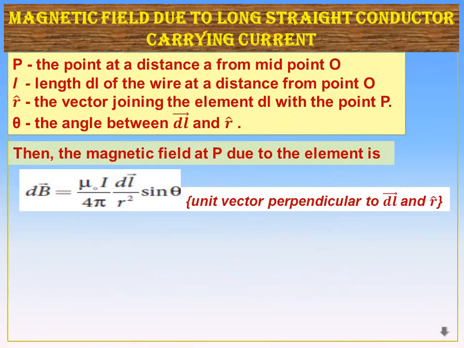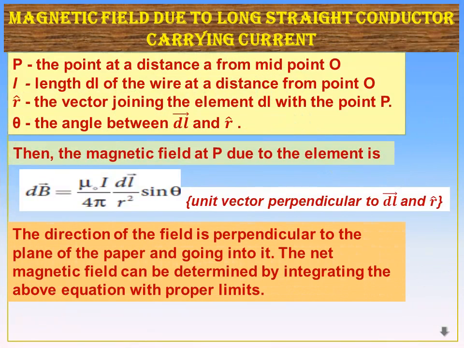Let P be the point at a distance A from the midpoint O. Let us consider an element of length dl of the wire at a distance L from the point O, and R be the vector joining the element dl with the point P. Let theta be the angle between the dl vector and R cap. Then the magnetic field due to the element is dB vector, which is equal to mu naught I dl by 4 pi r square sin theta. We take this value from the Biot-Savart law. The unit vector is perpendicular to dl and r cap.